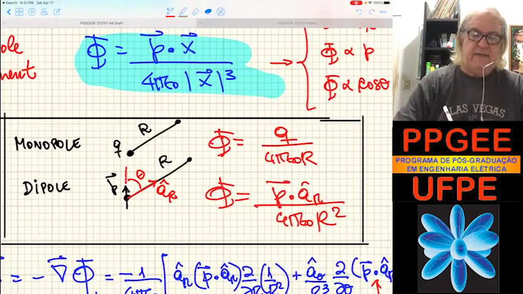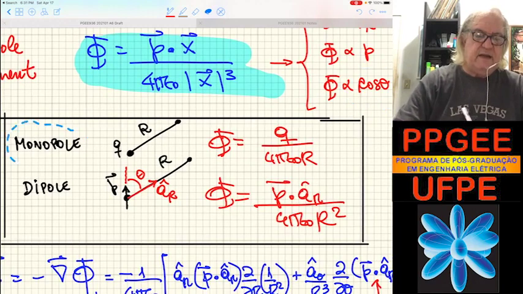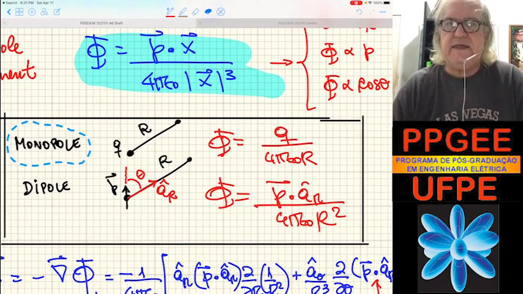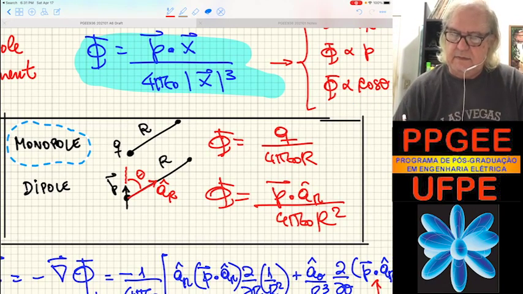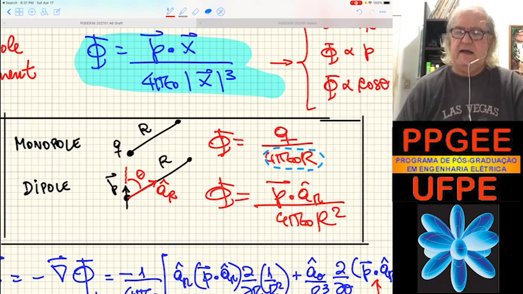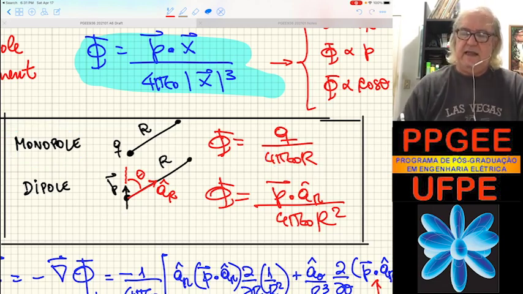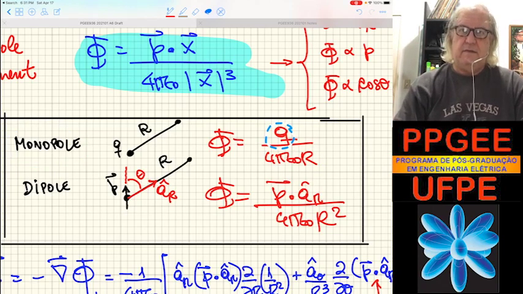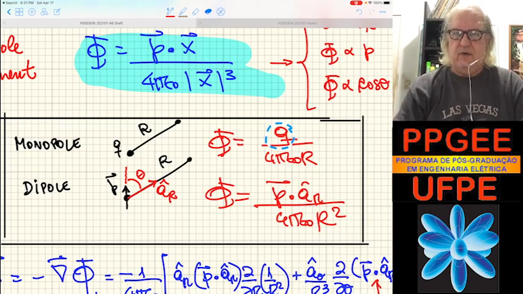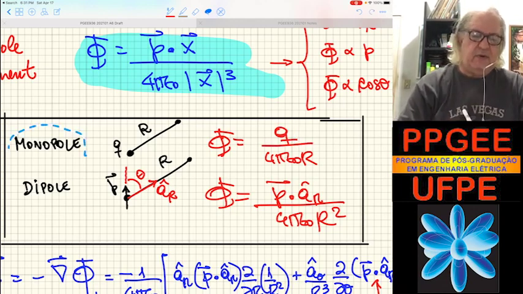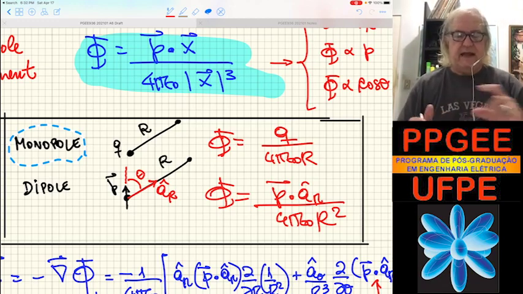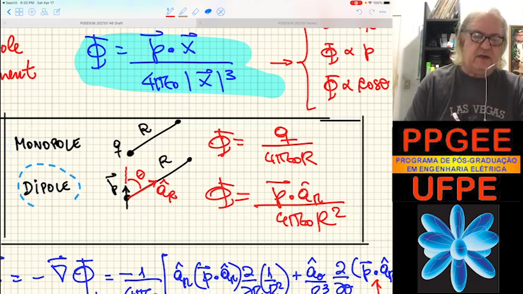For the monopole, as I mentioned, the potential is spherically symmetrical. It doesn't depend on angle, just distance. 1 over r is the dependence, and the intensity of the effect is proportional to the charge. It's a zero order moment, a charge, a monopole. Monopole is always when the potential goes with 1 over r. The dipole is weaker; the effect is weaker.